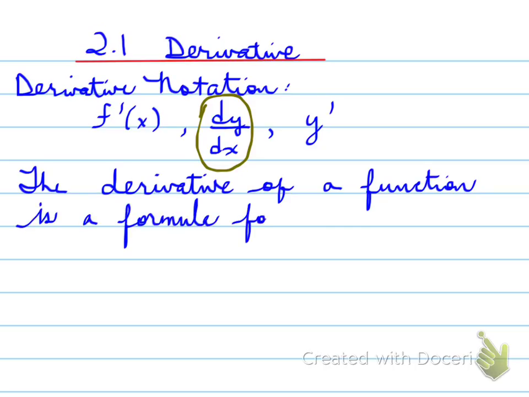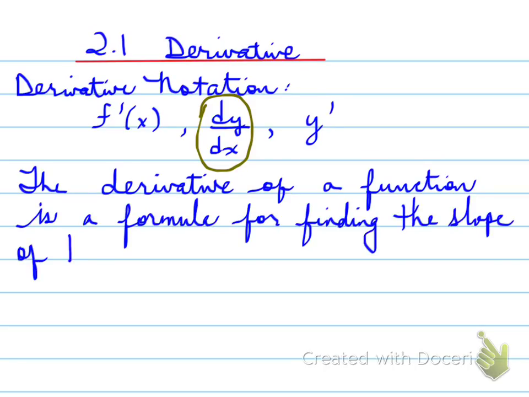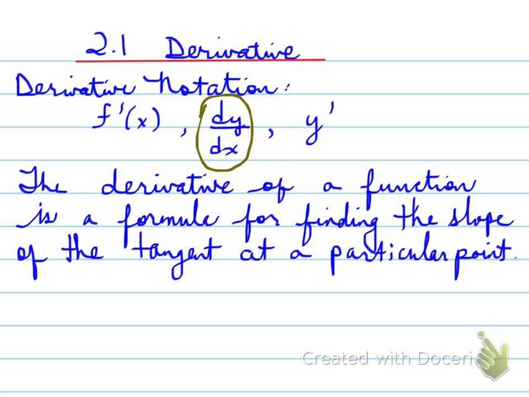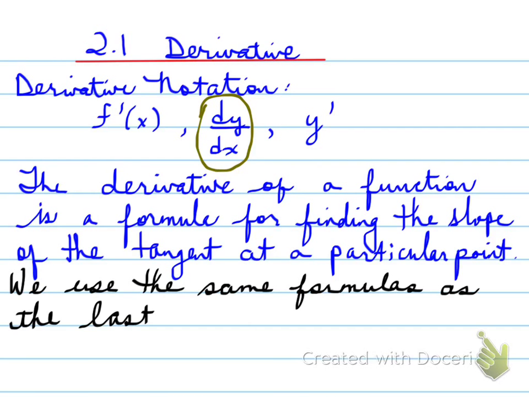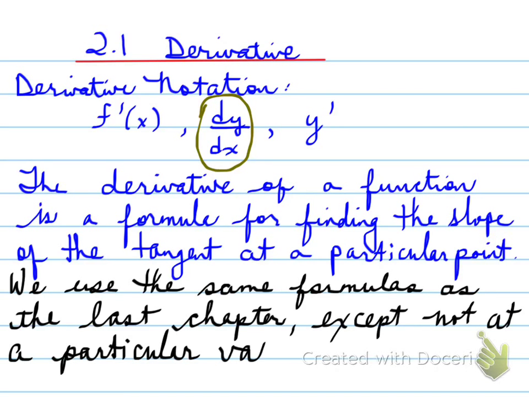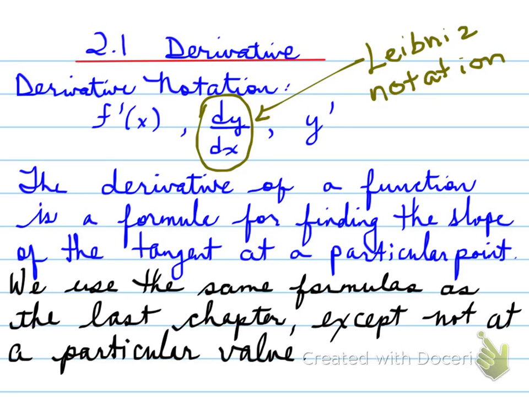The derivative of a function is a formula for finding the slope of the tangent at a particular point. We use the same formulas as in the last chapter, except not at a particular value. And again, dy by dx is known as Leibniz notation. And you will be asked sometimes to find the derivative using Leibniz notation, which is known as dy by dx.